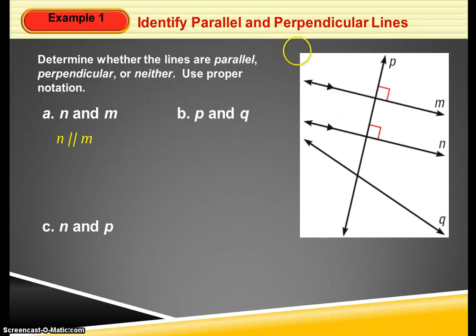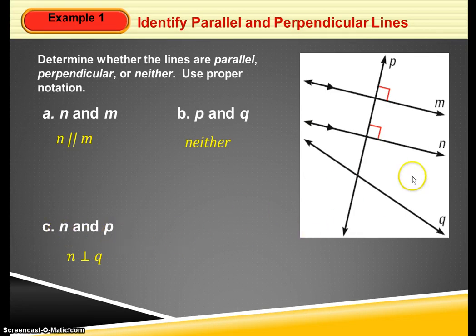P and Q. P is this slanted line that's pretty vertical, goes pretty much up and down right here, and then Q slants against it. Well, they do intersect, and they don't intersect at a right angle. Right here, there's no red box, so that means it's not a right angle. So these simply are intersecting lines. So we write neither.